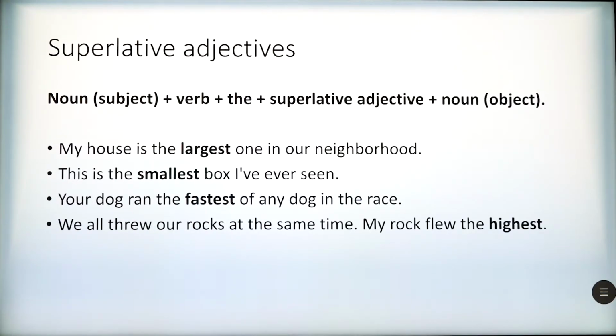Superlative adjectives. Superlative adjectives are used to describe an object which is at the upper or lower limit of a quality. They are used in sentences where a subject is compared to a group of objects. We see the pattern that we have to use: noun, the subject, plus verb, plus the superlative adjective, plus noun object.